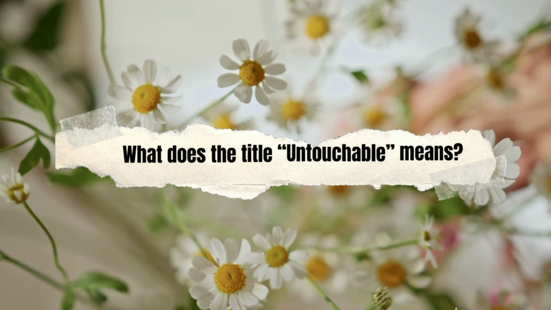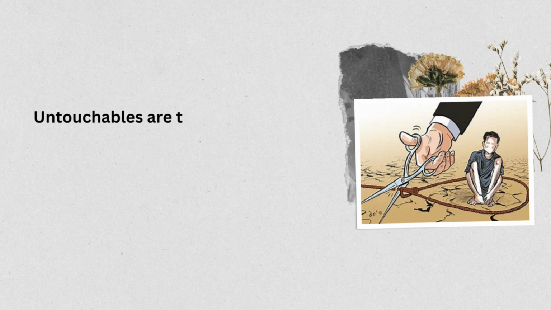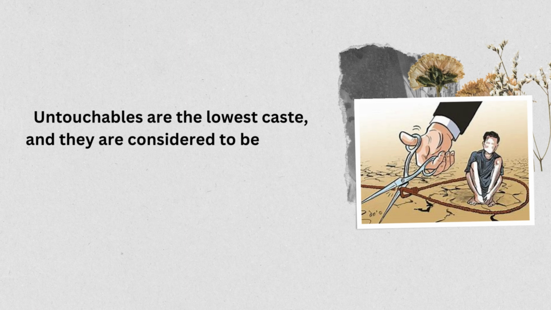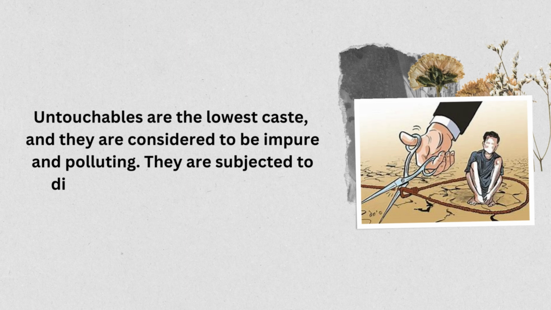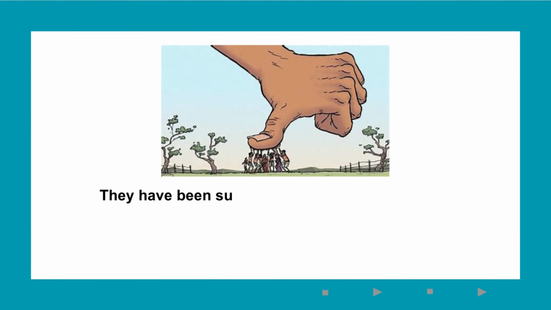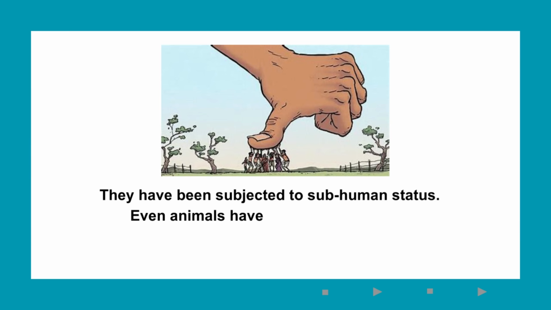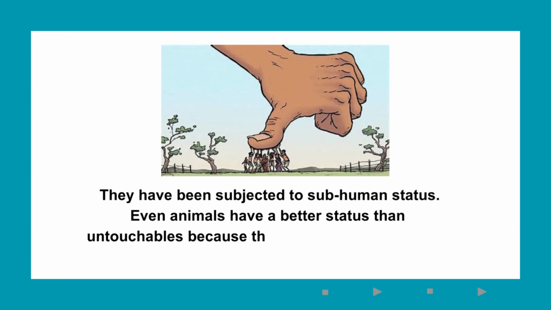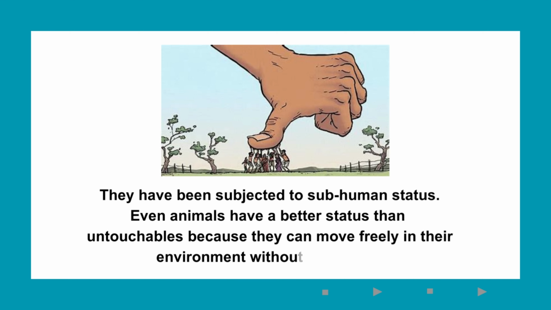What does the title Untouchable mean? Untouchables are the lowest caste, and they are considered to be impure and polluting. They are subjected to discrimination and abuse from members of the upper castes. They have been subjected to subhuman status. Even animals have a better status than untouchables because they can move freely in their environment without polluting it.